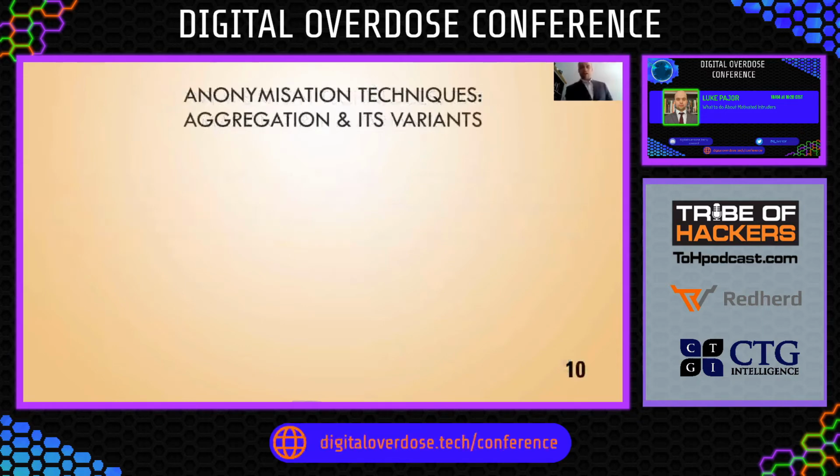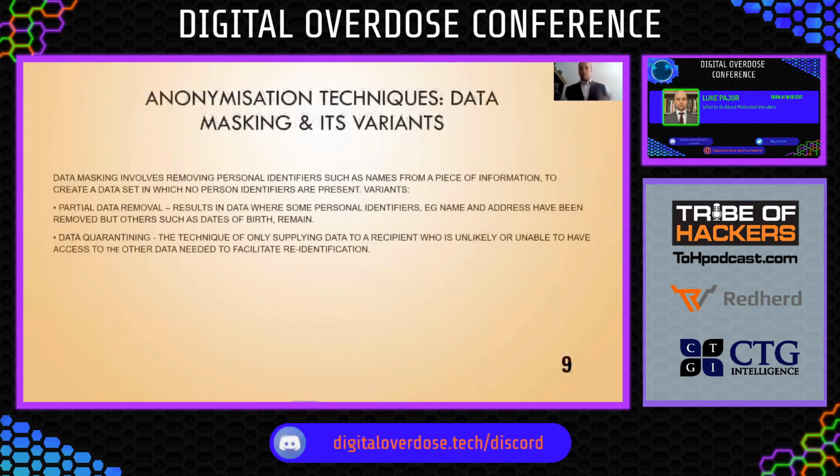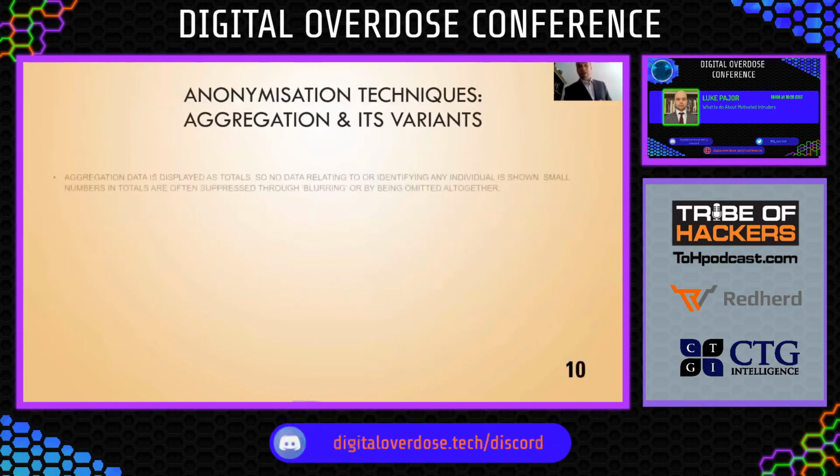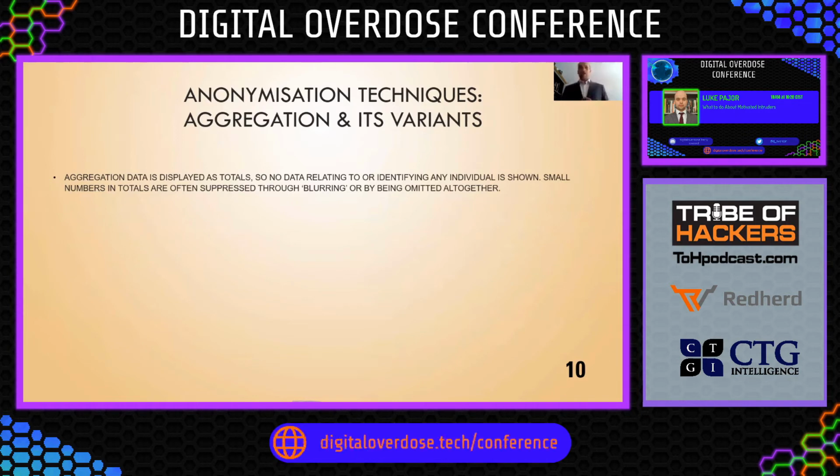These are all relatively high-risk de-anonymization methods. Let me give you an example, the electoral roll data. This, of course, can be used to reintroduce names that have been removed to the dataset fairly easily. So, due to its richness, it's very easy to re-identify data subjects. That now brings us to another technique known as aggregation and its variants. So, what is that? Data aggregation is displayed as a total, so no data relating to or identifying any individual is shown. Small numbers in totals are often suppressed through a process called blurring, or by being omitted entirely.